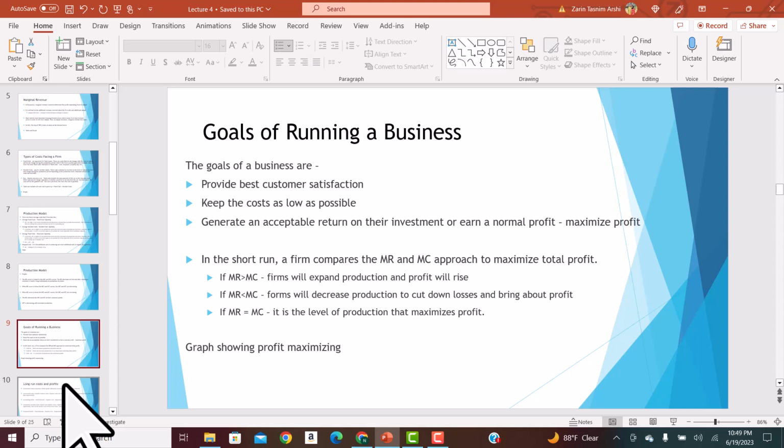In the case where the marginal revenue is equal to the marginal cost, the extra revenue earned is equal to the extra cost they are incurring. If they are equal, then that is the level of production where profit is maximized, and that is the point where they will stop. That is their idle point scenario, or the profit maximizing point.